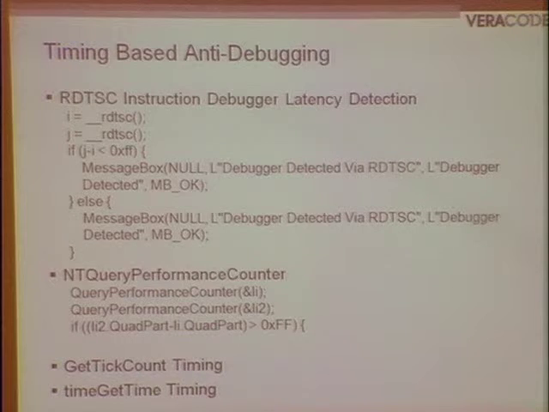One thing to note is that the GetTickCount function is much lower precision, so your arbitrary value of 0xFF won't work. You have to raise that up quite a bit. But all four of these operate in the exact same fashion, so I threw them onto one slide.